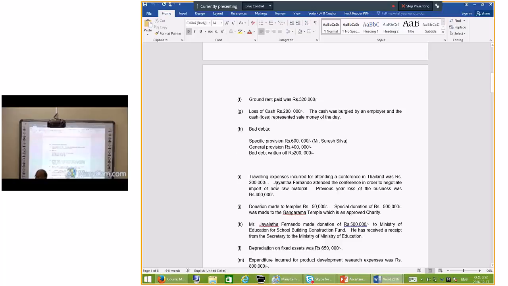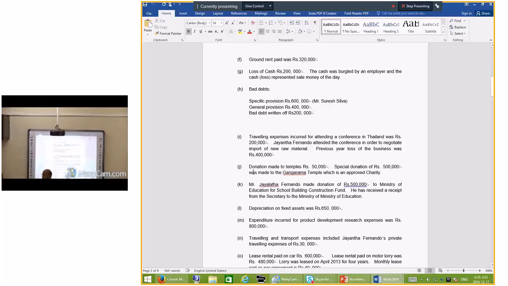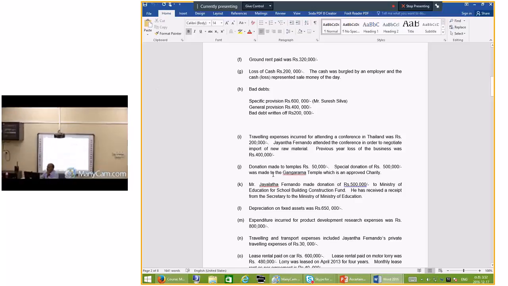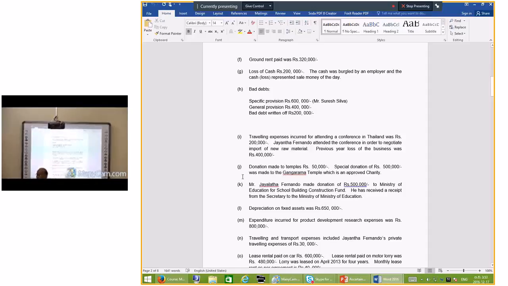Donation to a temple. Normally there are donations which we describe specially when we compute the taxable income. Here, a special donation of 500,000 was made to the Gangarama temple, which is an approved charity. Donation made to the temple 50,000. Again, a donation of 500,000 to the Ministry of Education.